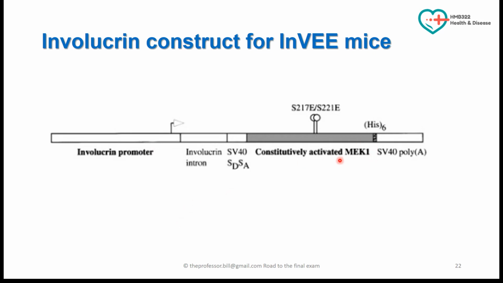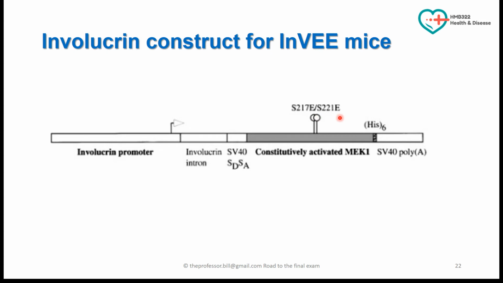So this is MEK1, and the reason it's called an INV-EE is because we create point mutations in the MAP kinase that change the serine into E, so that's one of the E's, and we have two of those, so we actually have EE.